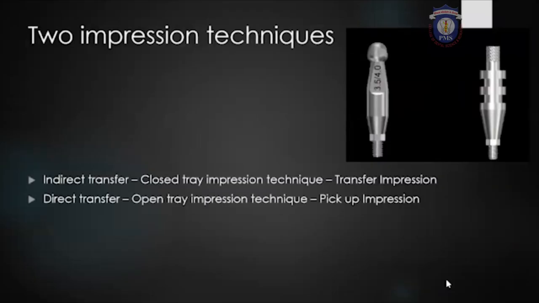Implant level impressions, again, are classified into two. They're commonly known as the closed tray impression technique and the open tray impression technique. The closed tray technique is also known as indirect transfer or transfer impression, whereas the open tray technique is known as direct transfer or pickup impression.